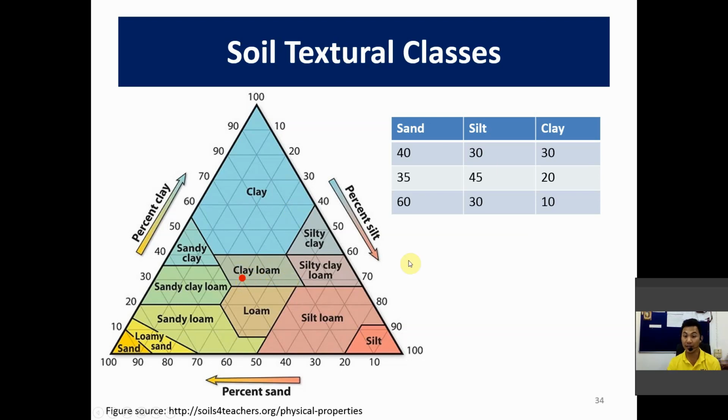So you can identify that the first one is clay loam, and the second one is loam, and the last one, sand 60, silt 30, and clay 10, you get sandy loam.